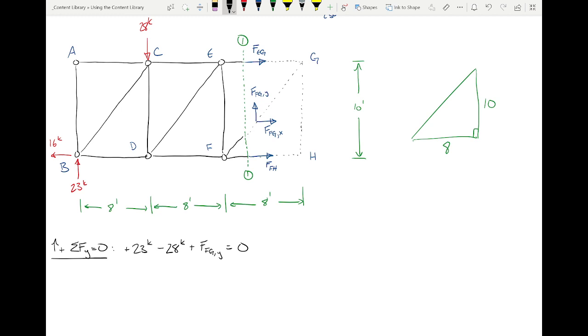So what is FGY? If you have 23 minus 28 plus x equals 0, what's x? Say it again. There you go. And it's not like, is it 5? No, it's 5. Confidence.